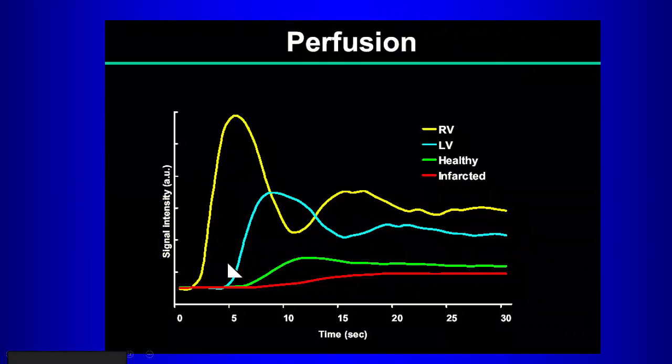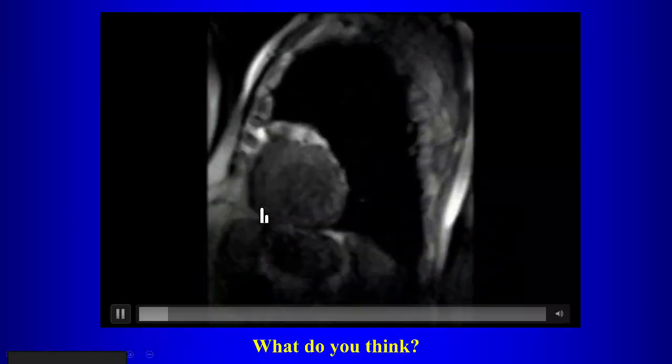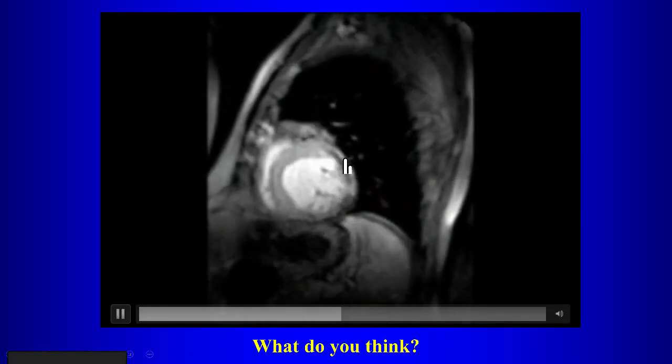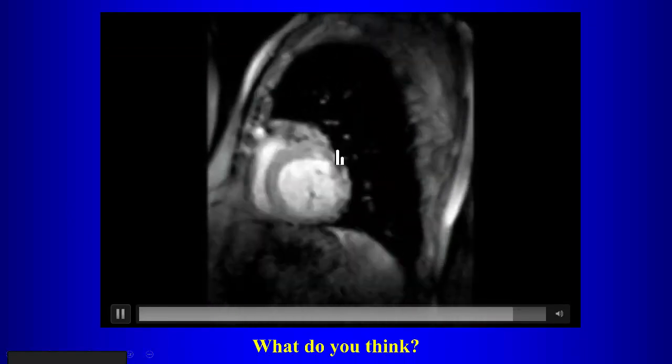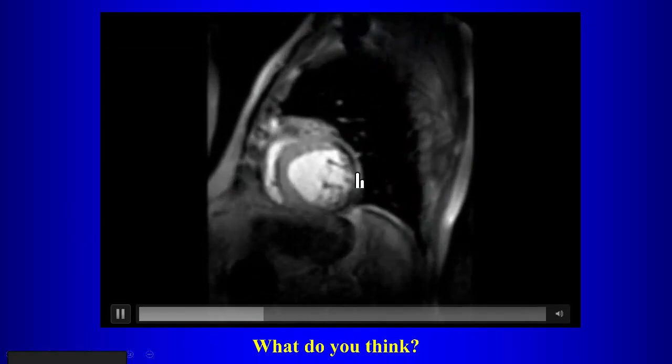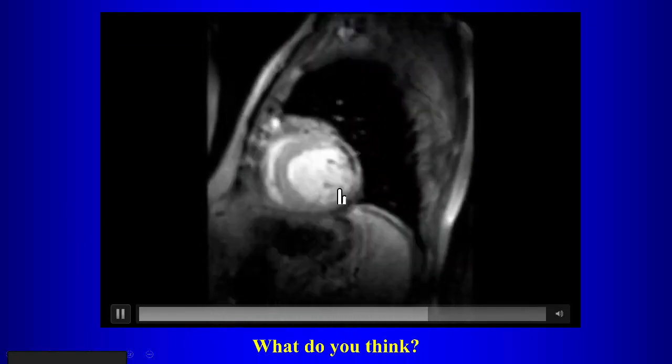So if you're doing a perfusion study, the right ventricle fills first, then the left ventricle fills, then healthy myocardium will enhance. And if you're doing stress, ischemic myocardium will enhance later. If there's an infarct, you will see a perfusion defect both in the stress condition and also in the resting condition, right? So if there's an infarct, in this case, you can see that there's a perfusion defect here. So that perfusion defect will be there in the stress and the resting condition.